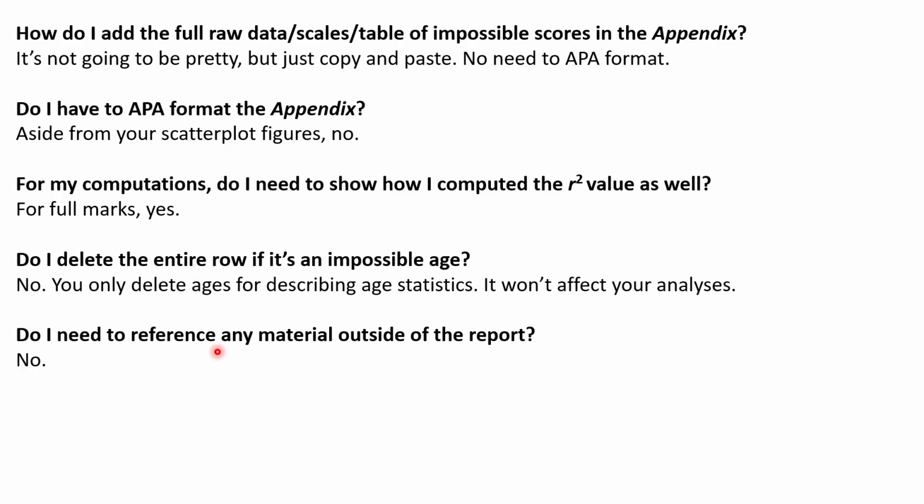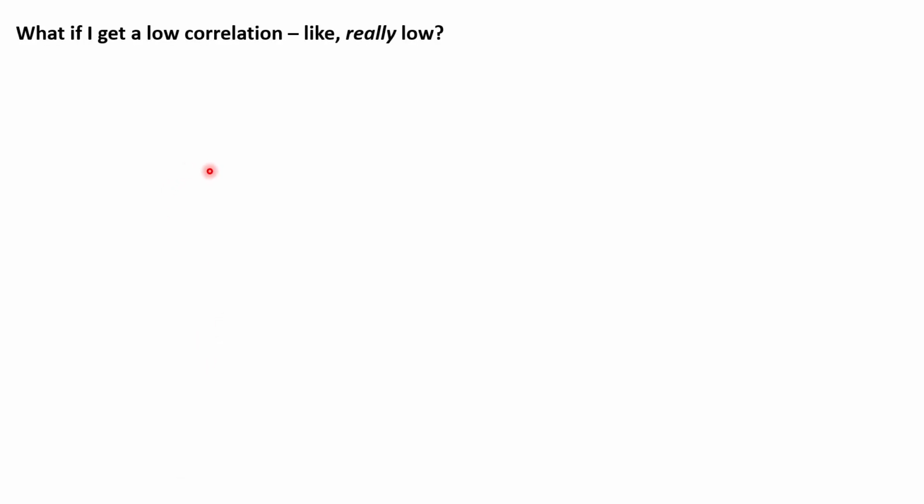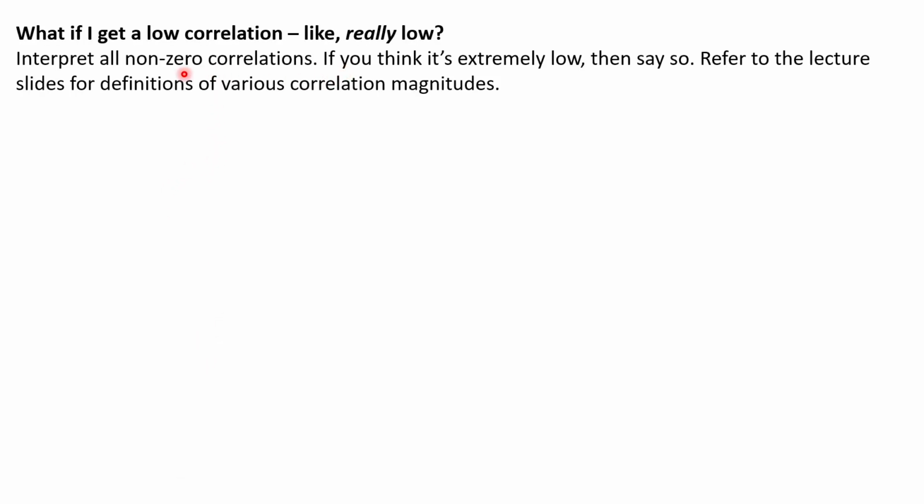Now, do you need to reference any material outside of your report? No. What if you get a low correlation, like really low? Interpret all non-zero correlations. If you think it's an extremely low correlation, then say so. Make sure you refer to the lecture slides for definitions of various correlation magnitudes, okay? So we use PSYC1040 guidelines for interpreting correlations.